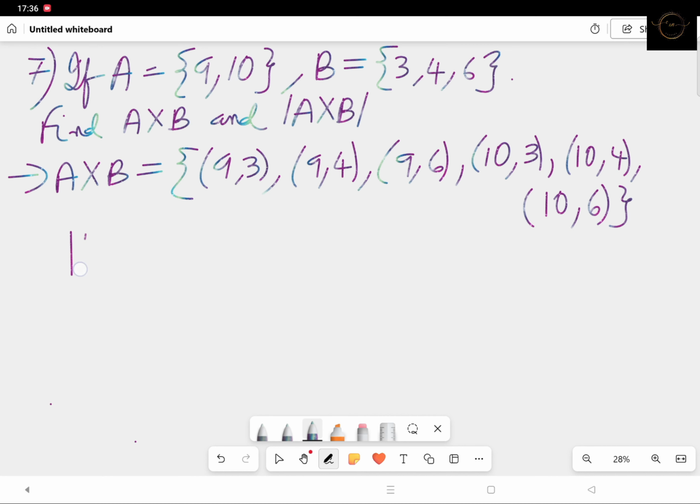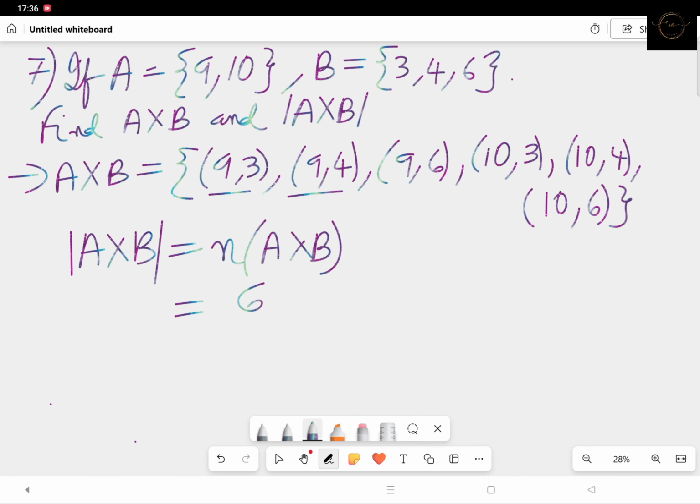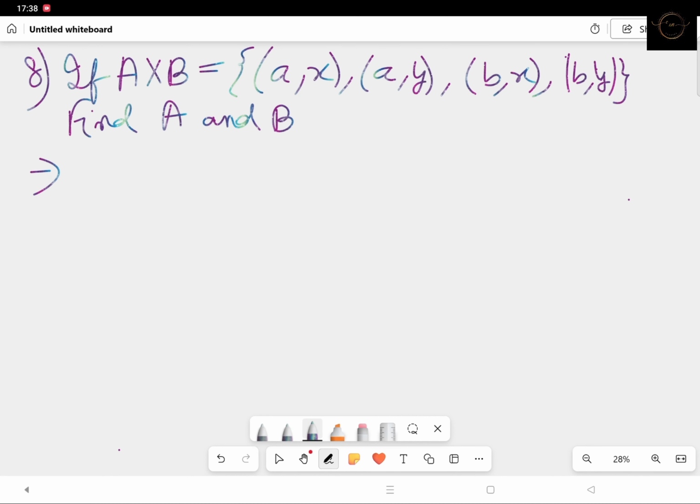So these are all the ordered pairs. What is the cardinality of A into B? It is the number of elements of the set A into B. You can count it: 1, 2, 3, 4, 5, 6. Six elements are there. Okay, now here is the next question. If A into B equals the set of ordered pairs (a, x), (a, y), (b, x), (b, y), you have to find A and B.